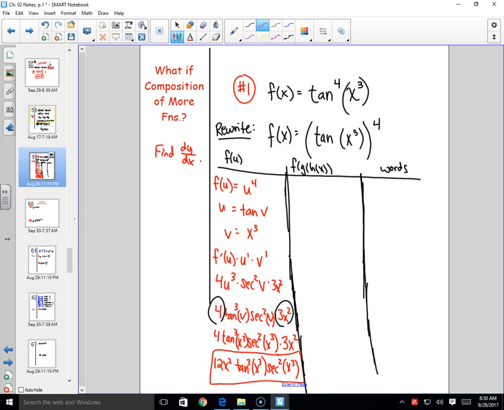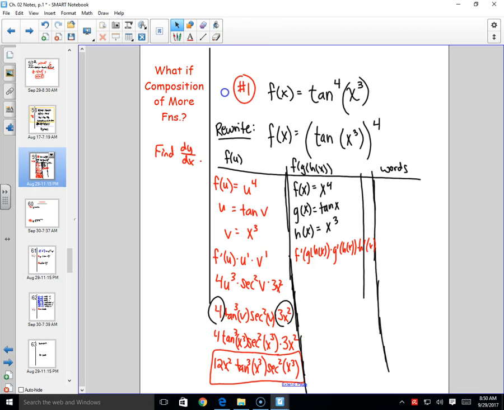Now, can I try the f of g of h? Yeah. Okay. For the f of g of h, f is x to the fourth. g is tangent of x. h is x cubed. My formula would say f prime of g of h times g prime of h times h prime.